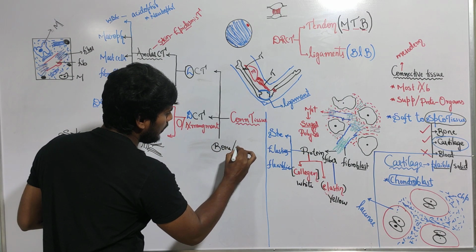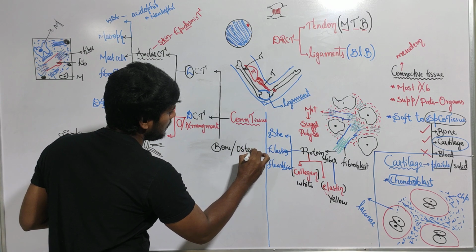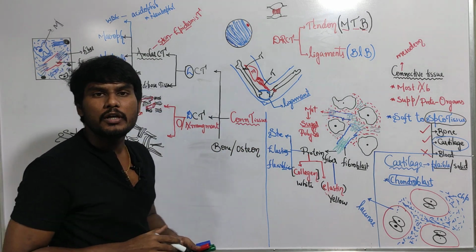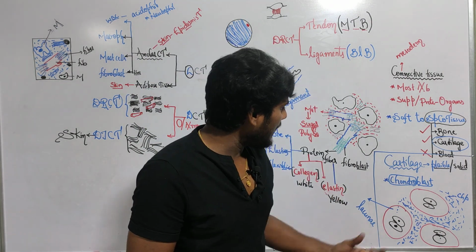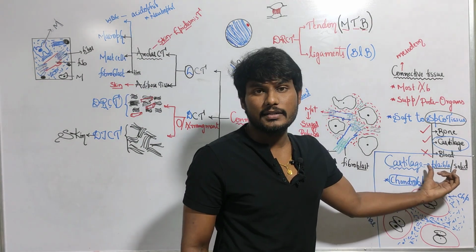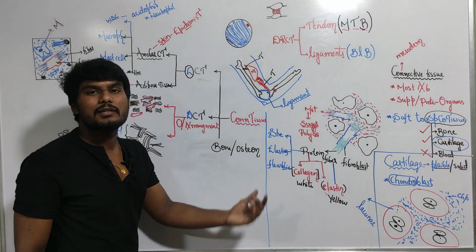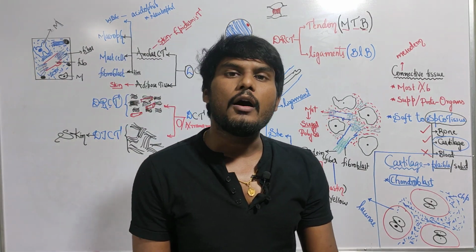Bone is also called osteon. Because of that, the study of bone is called osteology. And the cartilage is also called what? Chondrin. Cartilage is also called chondrin. Bone is also called what? Osteon. Because of that, the study of bone is called osteology.